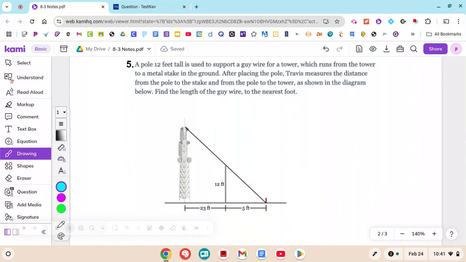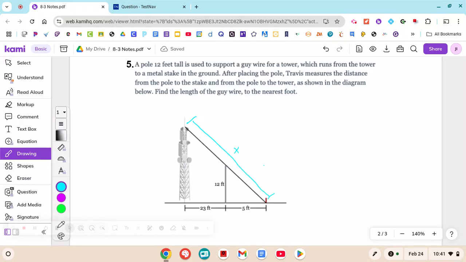They've got a pole, it's 12 feet tall. You can see that kind of in the middle of your picture. It's used to support a guy wire from a tower, which runs from the tower to a metal stake in the ground. After placing the pole, Travis measures the distance from the pole to the stake and from the pole to the tower as shown in the picture. Find the length of the guy wire. So you're trying to figure out this whole thing right there.